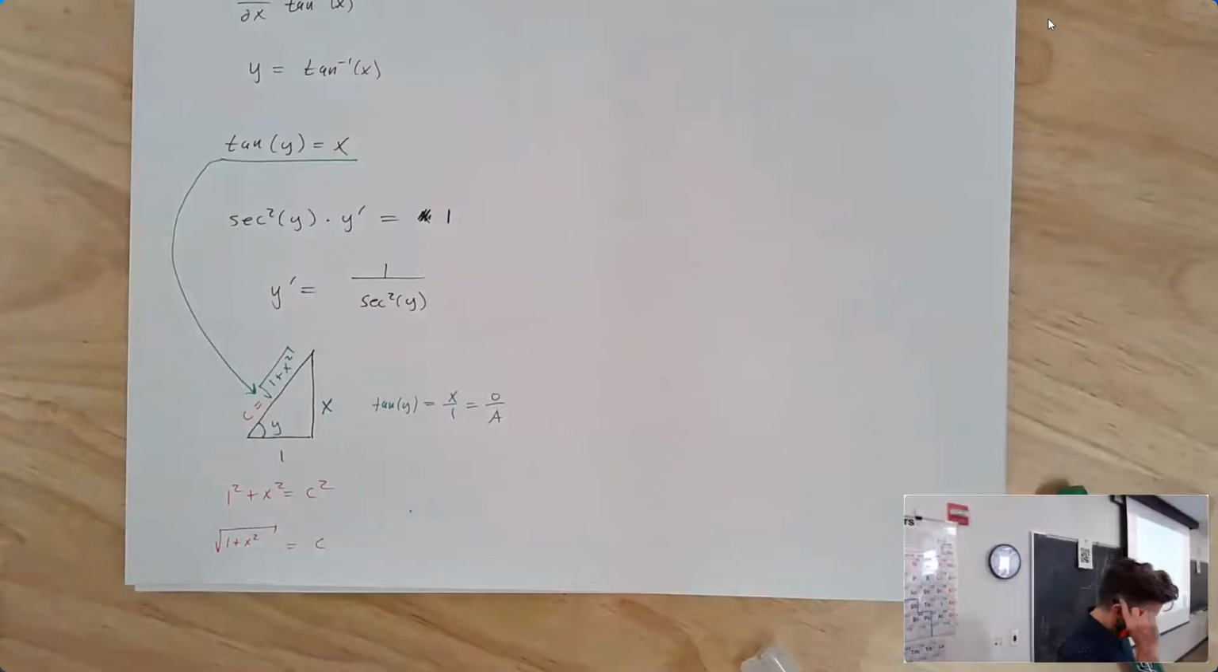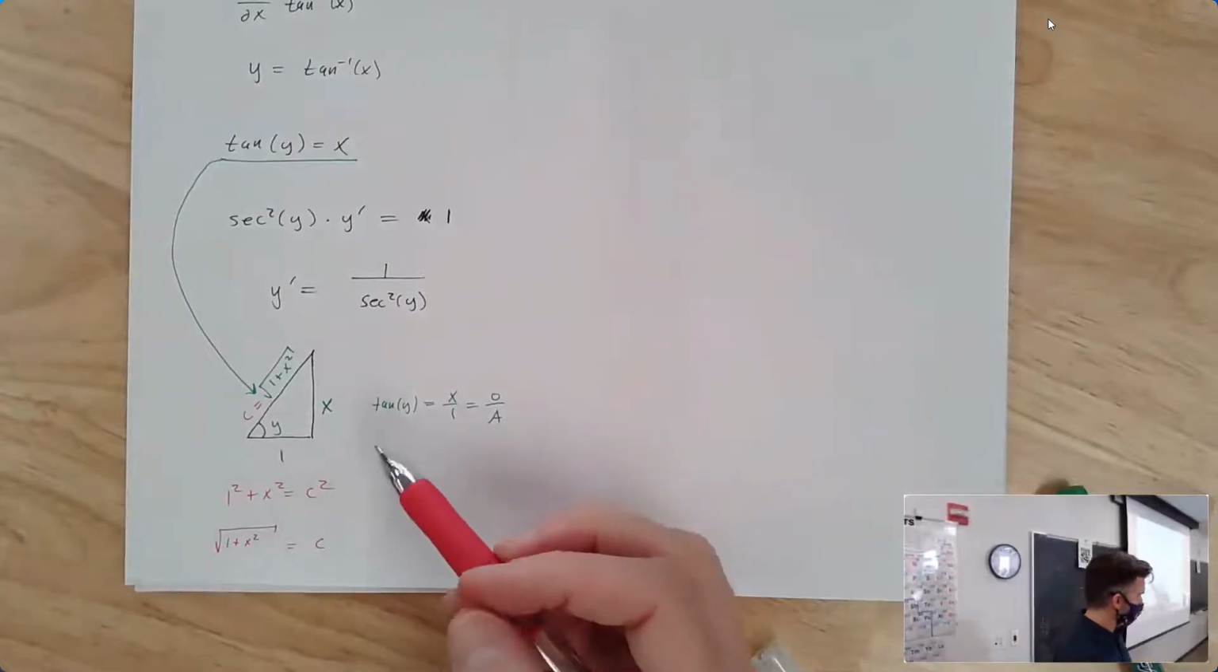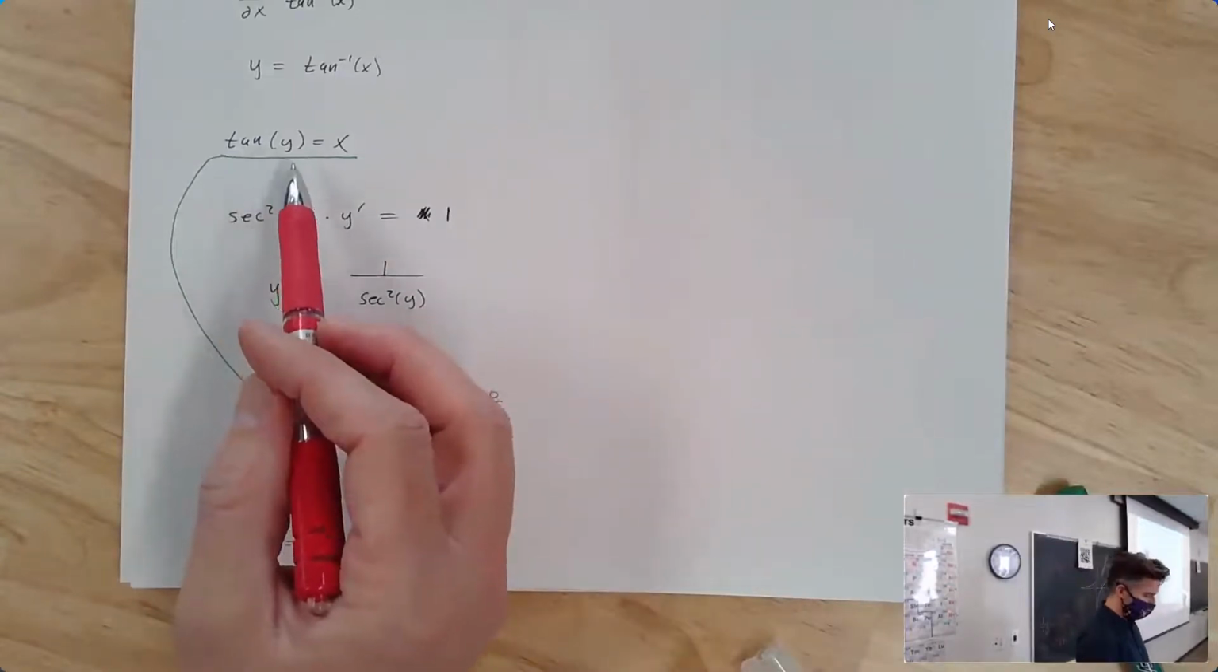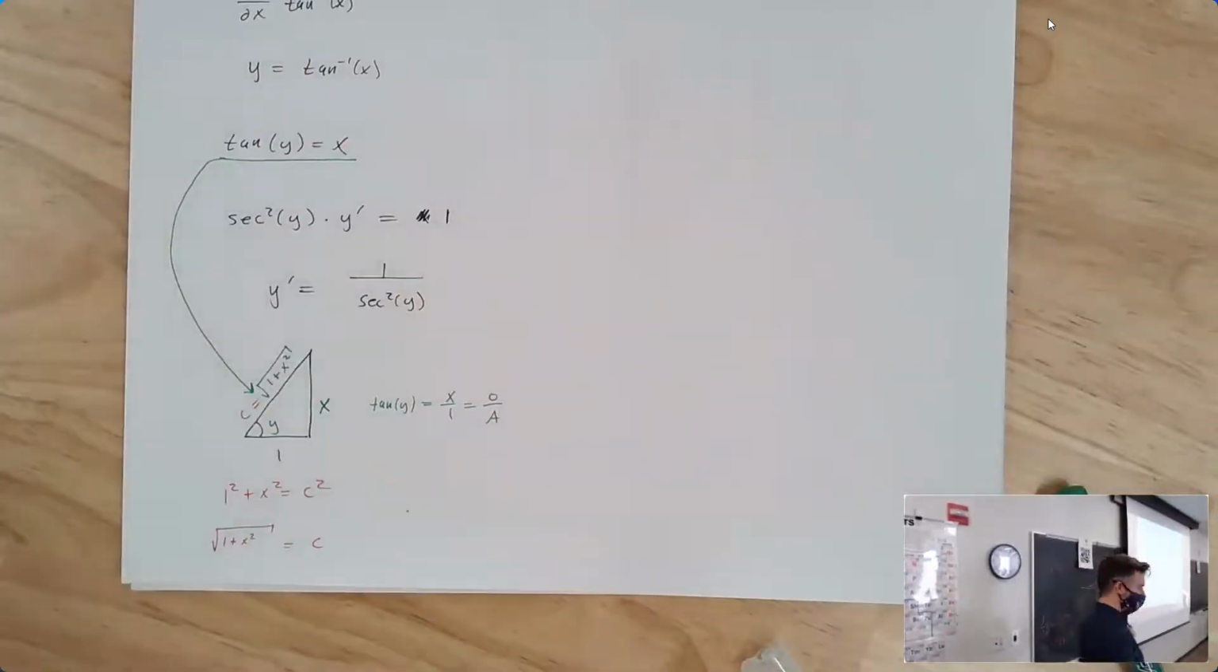And I should mention my angle is in quadrant 1 or 4, because inverse tangent has output in quadrant 1 or 4. And I'm going to be taking secant of that. Secant is the reciprocal of cosine, and cosine is positive in quadrants 1 and 4. So it all works out every time.